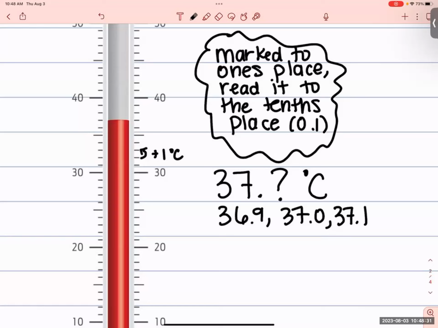So these are the numbers that are significant here from my reading. Even if it's a 0 here, I'm telling you, I think it's right on the line. That 0 is giving me information about what I believe to be in the tenths place of that number. If it's on the line, the last number that you write is a 0. The number you guess is a 0. Even if it was on the line right here for 30, it would be 30.0. You would still have to guess to the tenths place.